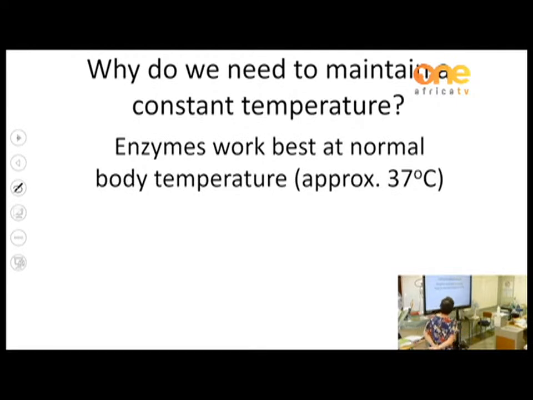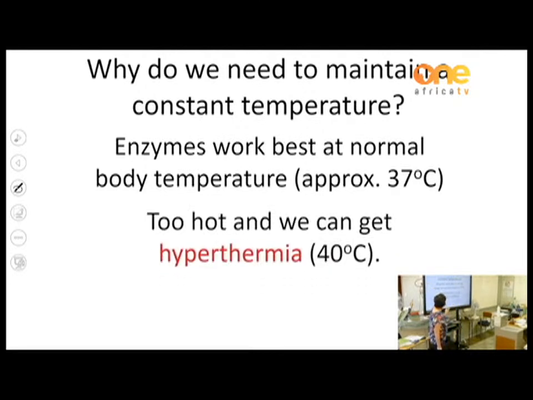So why do we need to maintain a constant temperature? I'm just revising now. We need it because our enzymes need an optimal temperature to function at, and that is 37 degrees Celsius. If it is too hot, we can get hyperthermia. Hyperthermia means my body starts to overheat.